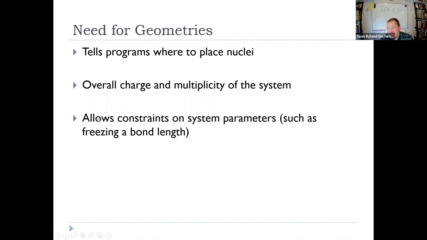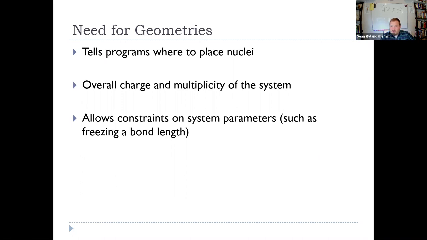The last thing that's really helpful about these geometries is it allows us to add constraints, meaning it allows us to make specific constants within the geometry. So it allows us to do something like, okay, the distance between these two atoms has to stay at 1.3 angstroms or whatever the distance is. Or freeze a bond angle. We can say, okay, whatever other atoms are moving around, don't let these two carbons get closer than 120 degrees.